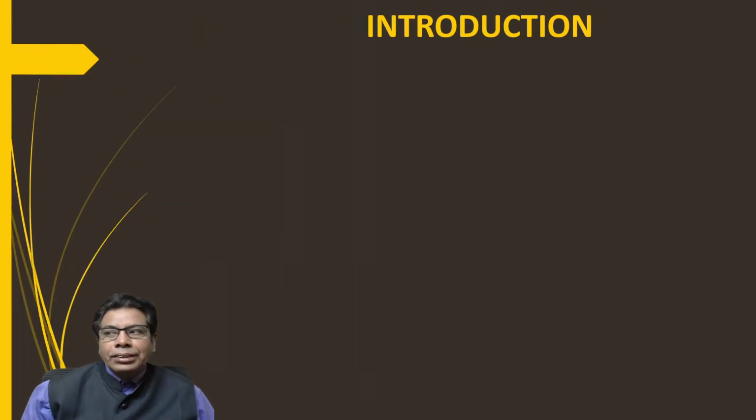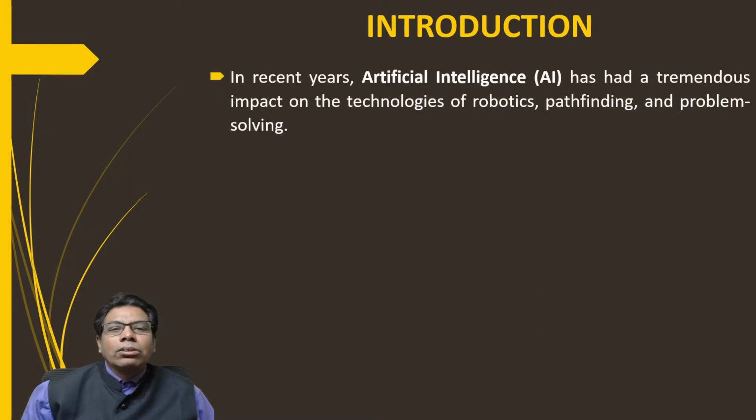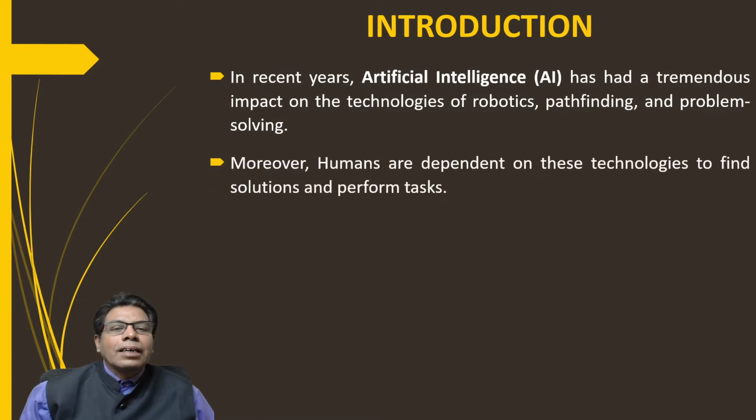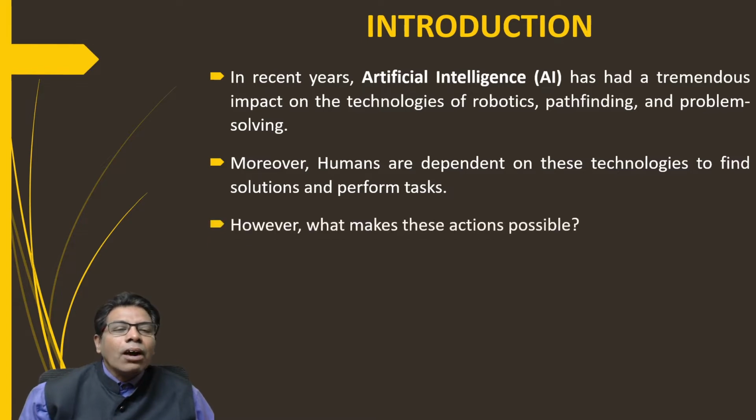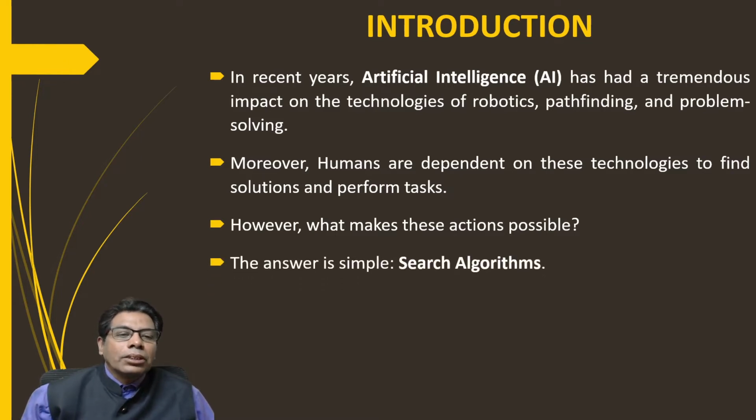In recent years, artificial intelligence has had a tremendous impact on the technologies of robotics, pathfinding, and problem solving. Artificial intelligence is being used in these applications, and humans are dependent on these technologies to find the solution and perform tasks. There are so many examples of the use of AI, so we'll not discuss that here. However, what makes these actions possible? This is possible because of the search algorithm.